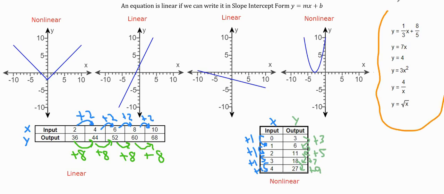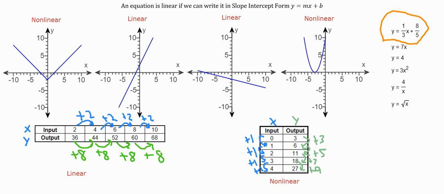And for the equations over here, we're going to circle it if it's a linear function. Essentially, you're looking at the exponents, and if the exponents are only 0 and 1, we'll be able to say that it's linear. So for this first one, y equals 1/3 x plus 8/5, that is linear. The exponent is 1 right there. It is in slope-intercept form.